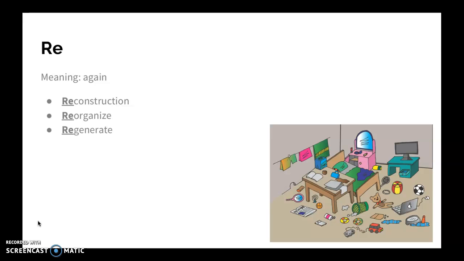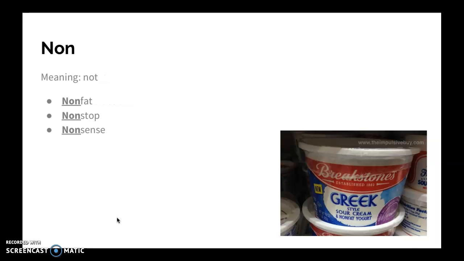The next example is reorganize. So maybe you can reorganize your messy room. You organize it again. And then our last example for re is regenerate, which means maybe like how a lizard regenerates their tail. If it gets cut off, it grows back again. So regenerate. Our next prefix is non, which typically means not.